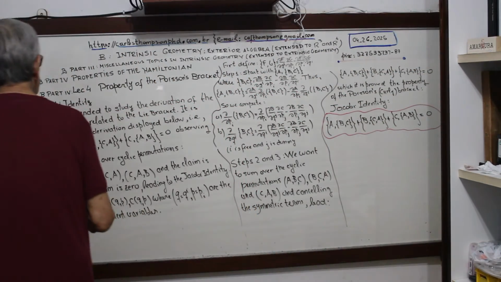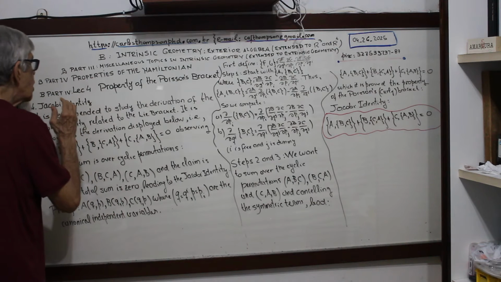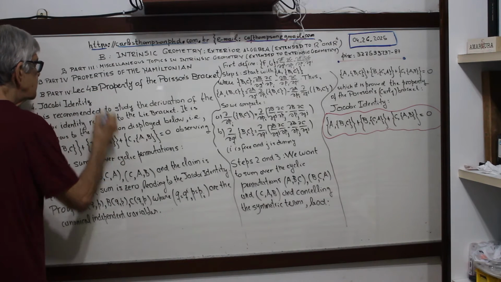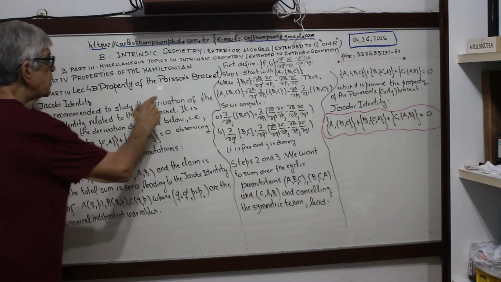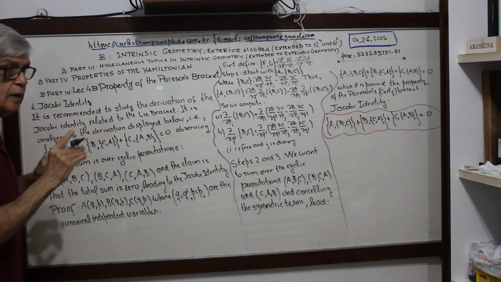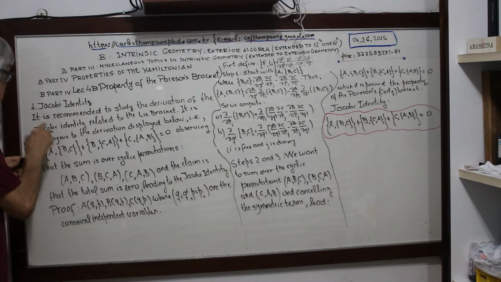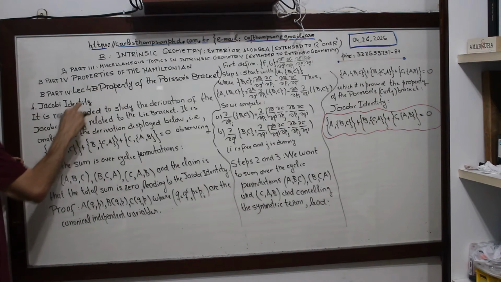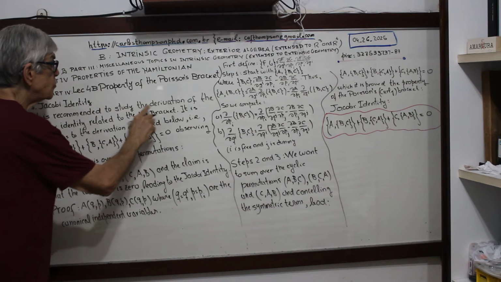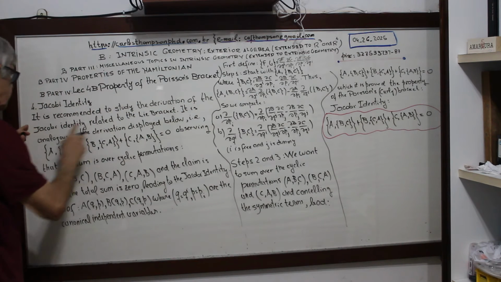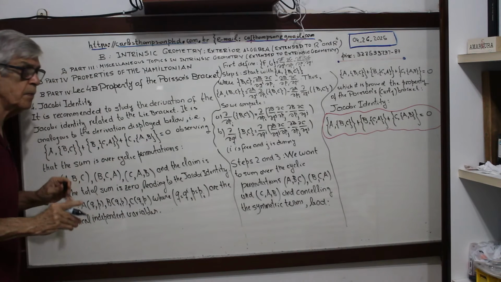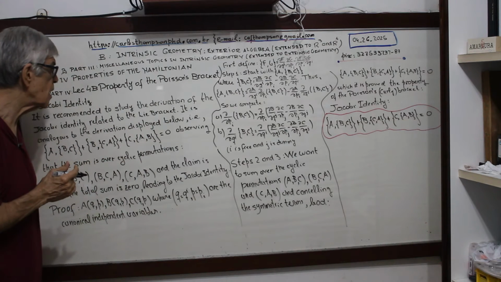Let's continue lecture 4. This is 4b. Property of the Poisson bracket. The fourth property is the Jacobi identity. It is recommended to study the derivation of the Jacobi identity related to the Lie bracket. The derivation is analogous.